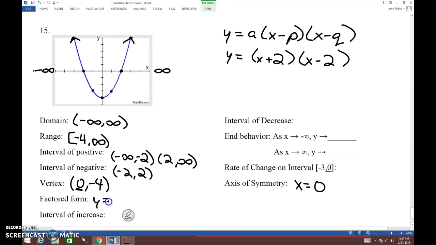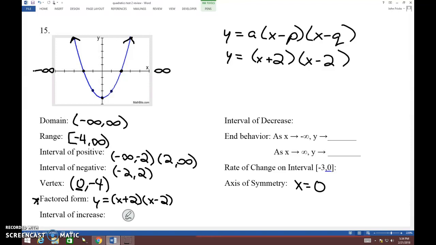So to write that in factored form, that's going to be our answer. So that's going to be y equals x plus 2 and x minus 2. So that's going to be your factored form. Interesting question there. You may want to make sure you note that. And like I said, that might end up being a question on the test tomorrow. So very, very interesting question.